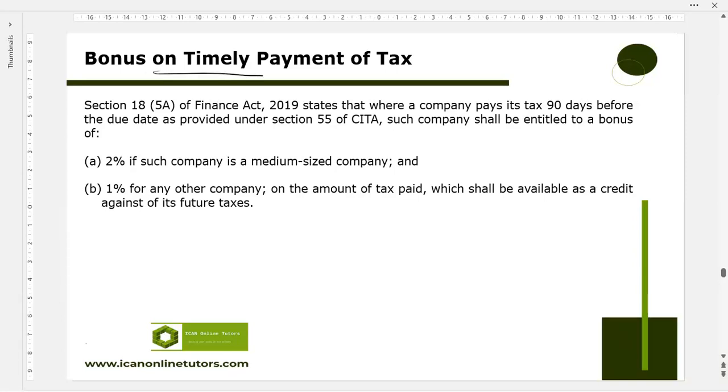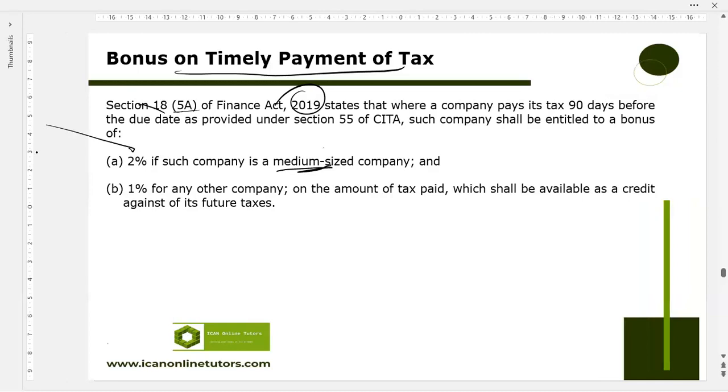So then look at the bonus on timely payment of tax. Section 18.5A of Finance Act 2019 says that where a company pays its tax 90 days before the tax is due, it shall be liable to a bonus. So this comes from the Finance Act of 2019. So for early payment of tax by a medium-sized company, the company will enjoy 2%, but don't misinterpret it. It's not as if the FRS should be giving the taxpayer cash for it. You can only use it as a tax credit. So it means you cannot enjoy it in that year. You can only enjoy it in the following year.